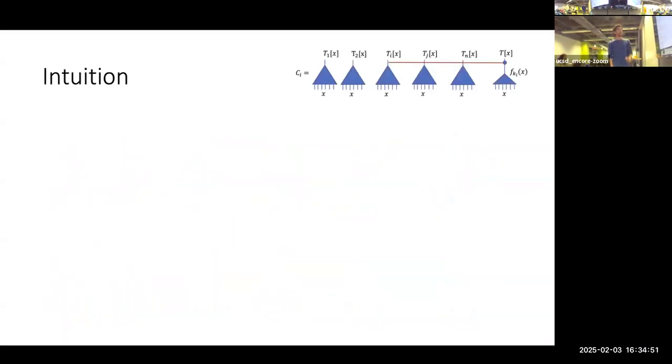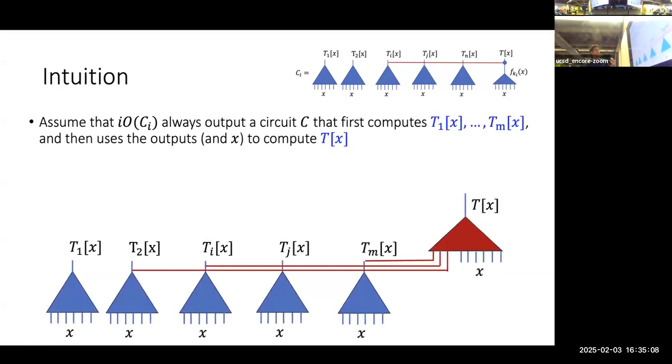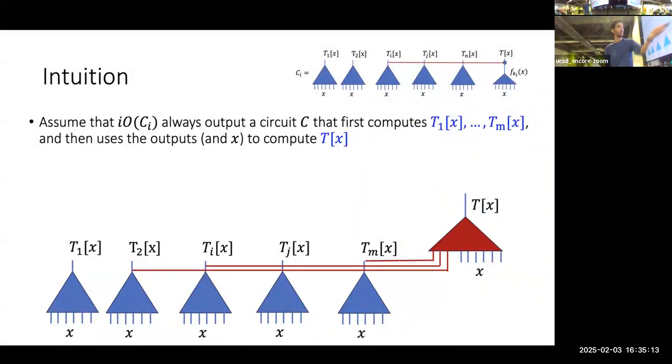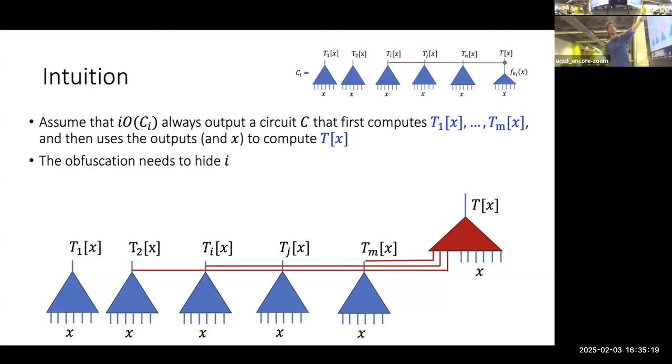So let's start with an assumption to make the proof easier. Let's assume that our obfuscation takes the circuit Ci and always outputs the circuits T1 to Tm here, and then outputs some other circuit that computes T from this circuit. The goal of the obfuscation is only to hide the index i which I used in order to compute the function T. So it always outputs the original m circuits and then obfuscates only the last circuit that computes T.